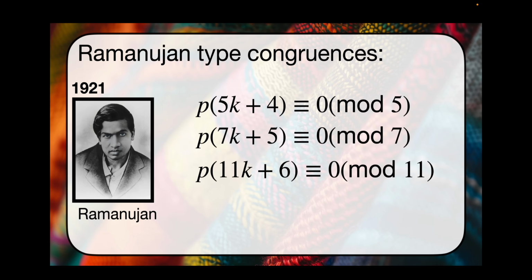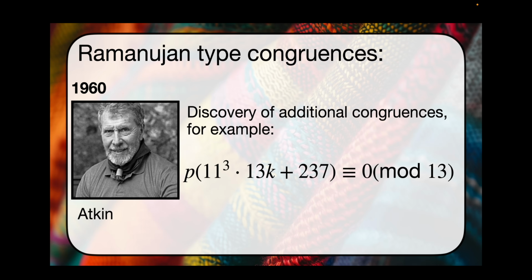Now there are some other classic Ramanujan type congruences due to Ramanujan. And I guess maybe the next two most well known are P of 7k plus 5 is congruent to 0 mod 7, and P of 11k plus 6 is congruent to 0 mod 11. But in fact, there are lots of these congruences. In fact, as we'll see, there are an infinite family of such congruences.